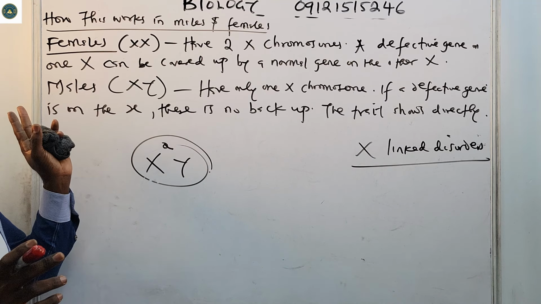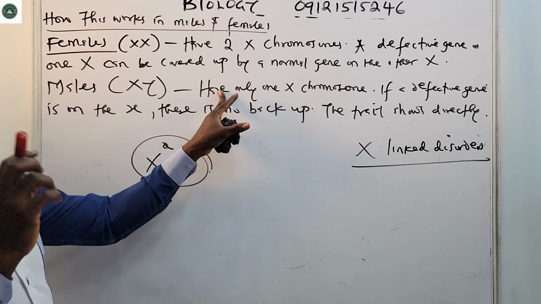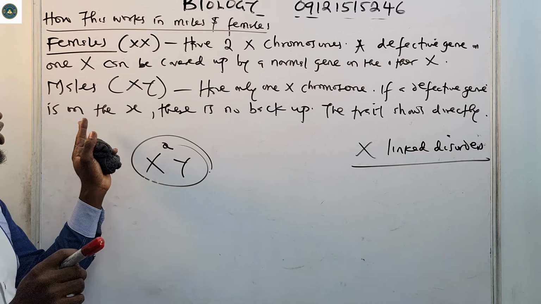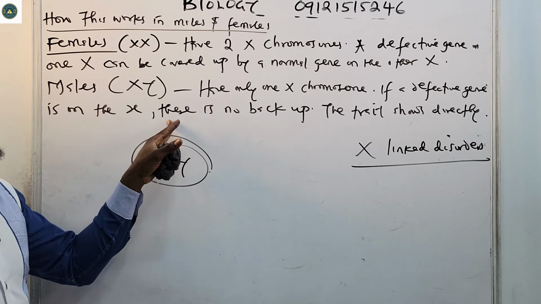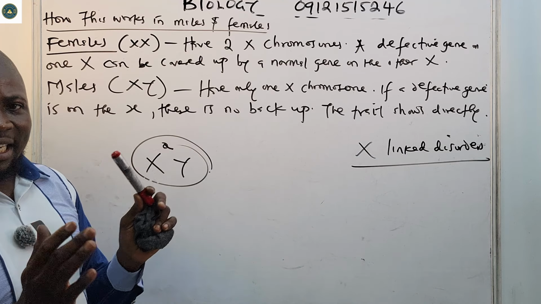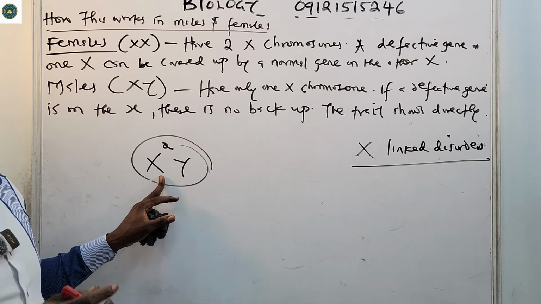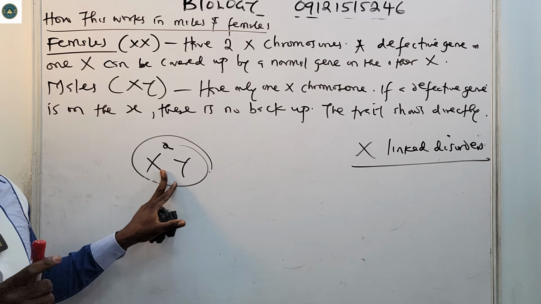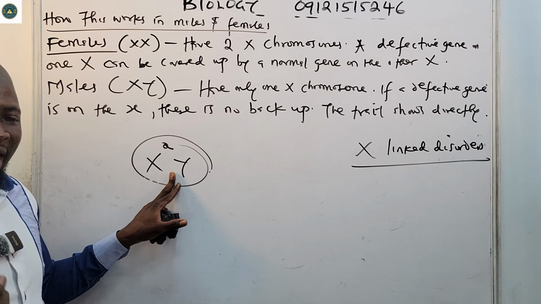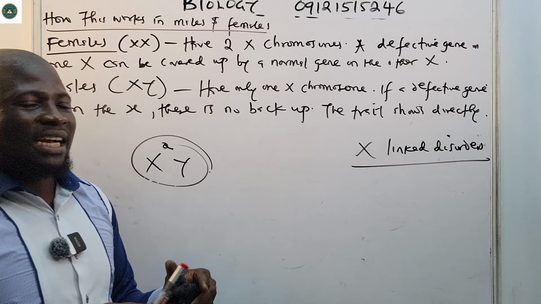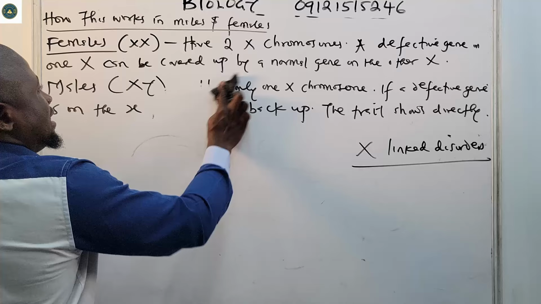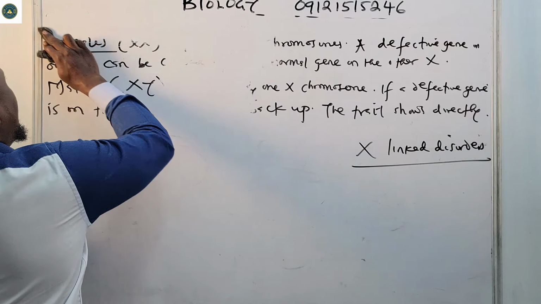So males, XY, have only one X chromosome. If a defective gene is on the X, there is no backup. The trait will show directly, and that is why males are more affected by X-linked disorders. Are we together? So now let's look at the types of sex-linked characters that we have.